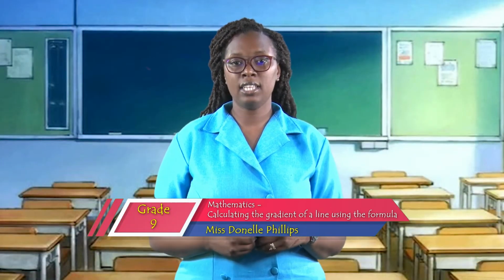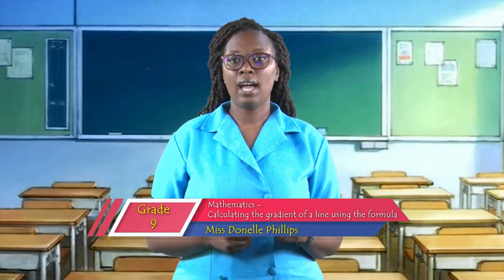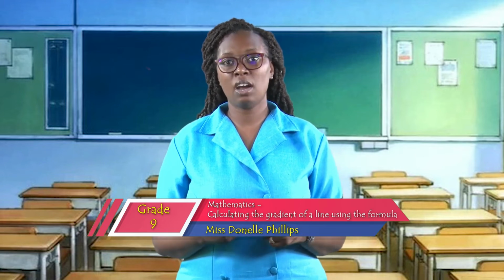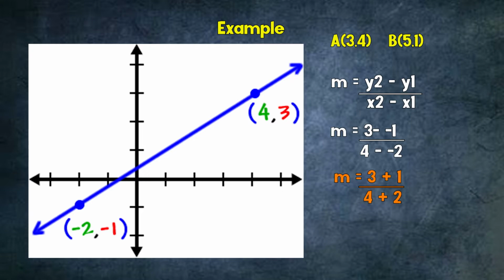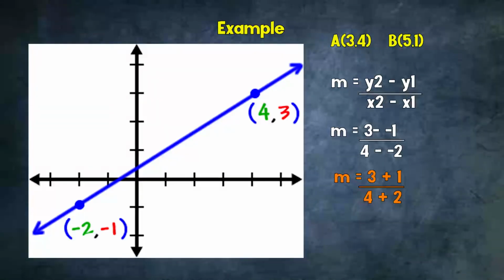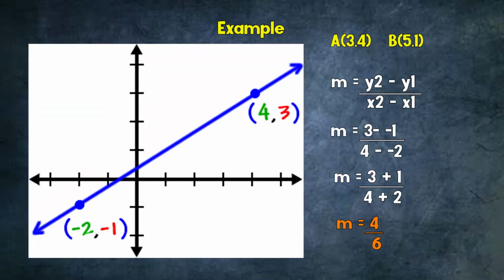And we know from adding and subtracting directed numbers that when we have a subtraction and a negative sign coming together, it becomes a positive. So instead of saying 3 subtract negative 1, we now have to say 3 plus 1. And instead of saying 4 subtract negative 2, we can say 4 plus 2. 3 plus 1 gives us 4, and 4 plus 2 gives us 6.